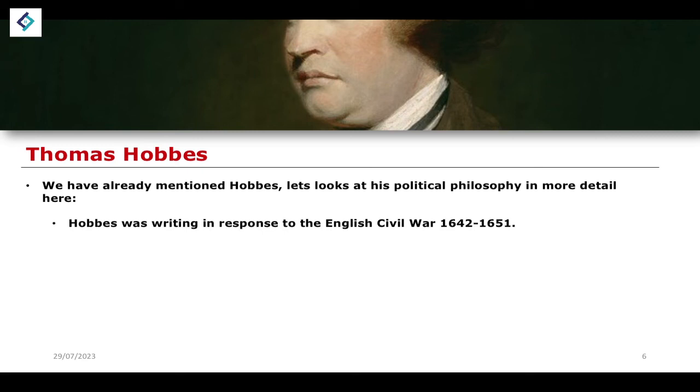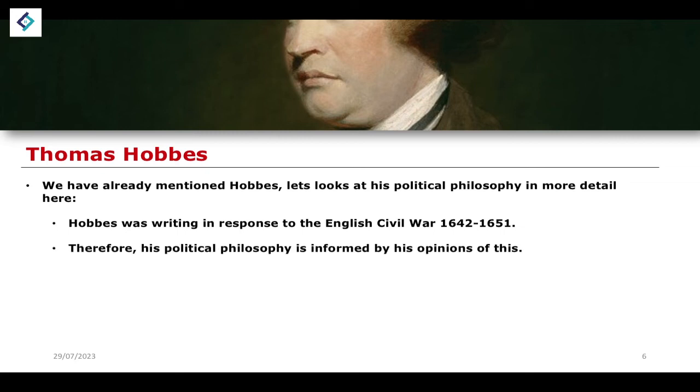Thomas Hobbes would be writing during the period of the English Civil War, which existed between around 1642 and 1651. So a good 100 years or so before the French Revolution. And his political philosophy is informed by his opinions of the English Civil War. You can't understand Hobbesian political thought, you can't understand his magnum opus, Leviathan, without having an understanding of the context and the history in which it was written. It was written in response to and during the English Civil War and the troubles of the calamitous 17th century.